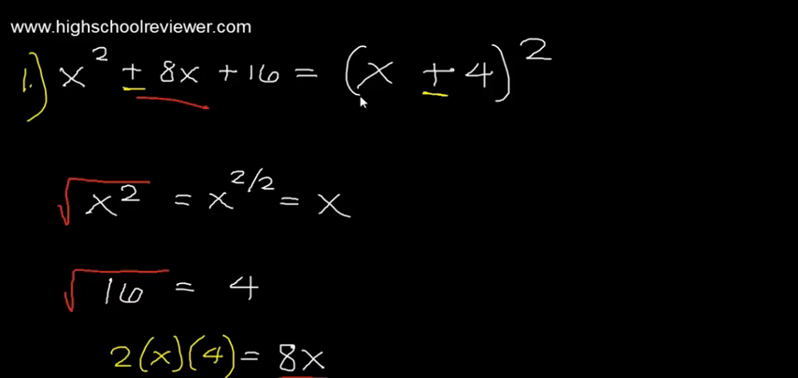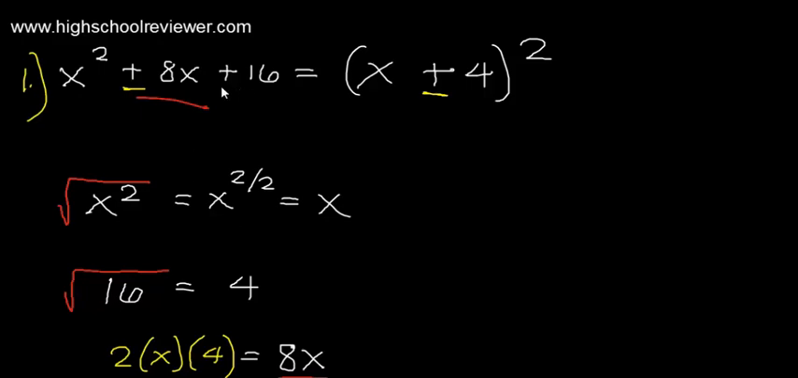Here now are the answers to the exercises factoring the perfect square trinomial. Problem number 1, we have x squared plus 8x plus 16. So first, we need to find out the square root of x squared. The square root of x squared, divide by 2 the exponent, and we have here x.